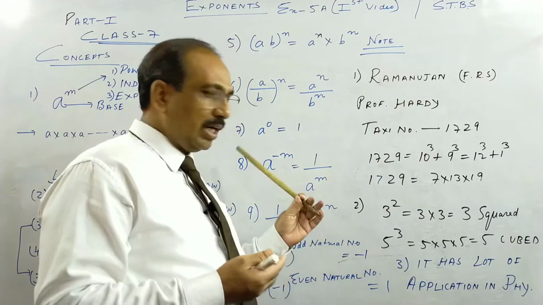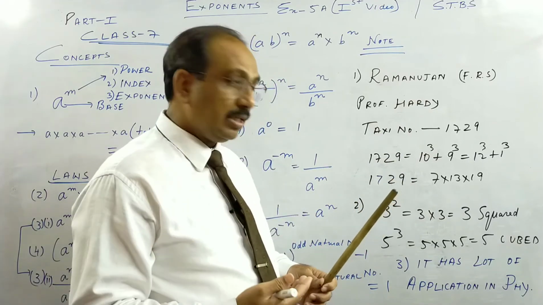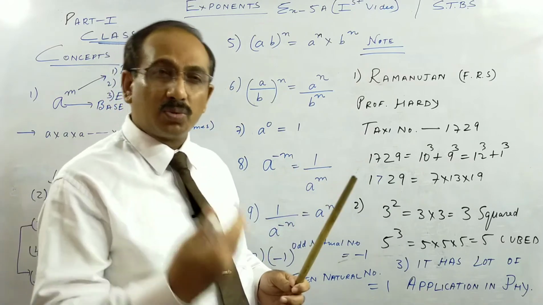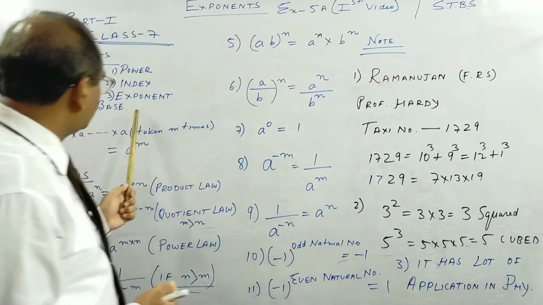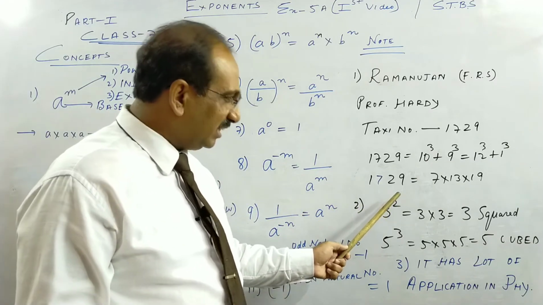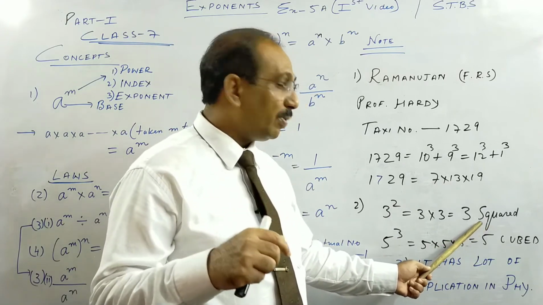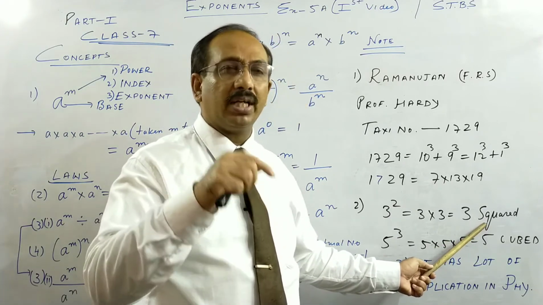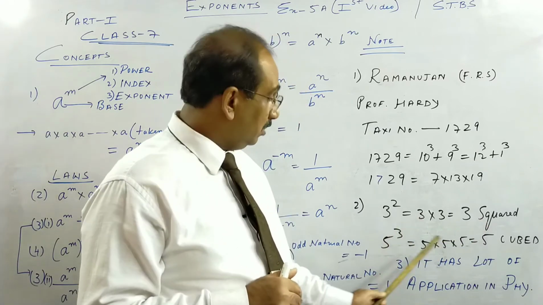In the next part, I'll tell you something more interesting about natural numbers, squares and cubes. See here, this is another thing. If the power, or index, or exponent, is 2, it is called 3 squared. People say 3 square, which is not technically right. 3 squared means you do 3 into 3.